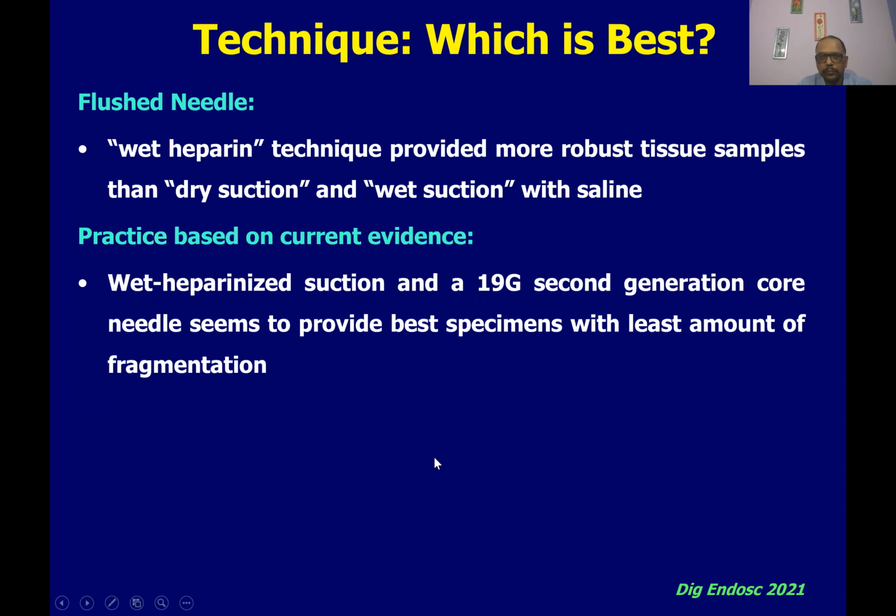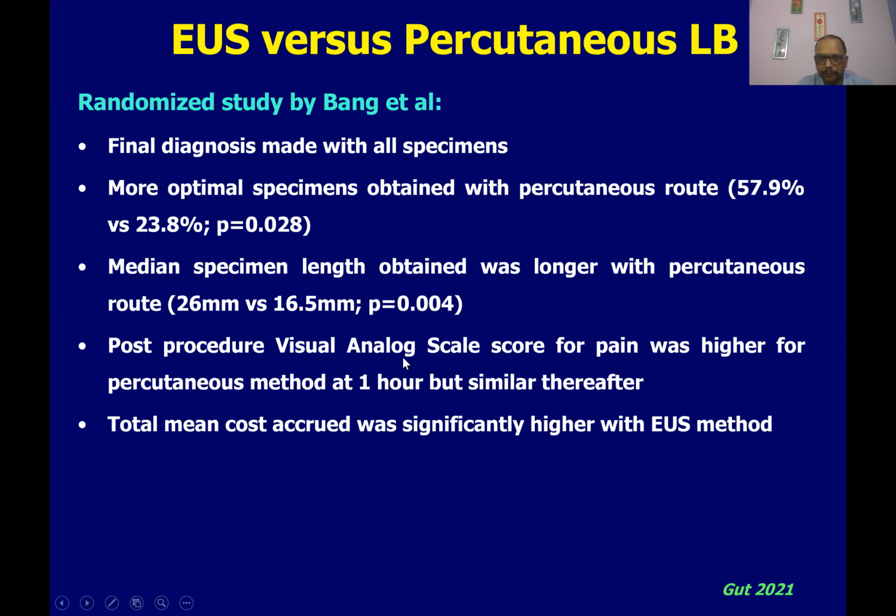FNB needle. Now, there have been a few studies which have looked at flushing the needle initially with saline, and now with heparin, and there is one comparative study which has shown that pre-flushing the needle with heparin is much better than dry suction and wet suction with saline in obtaining robust tissue samples. Hence the current practice, based on evidence in 2021, would suggest that wet heparinized suction, use of a 19 gauge second generation core needle with 1 to 3 actuations seems to provide the best specimens with the least amount of fragmentation while doing an EUS guided liver biopsy.